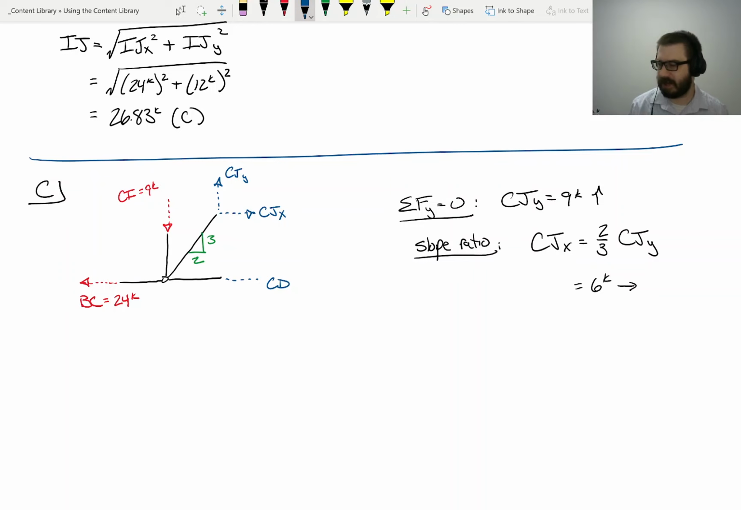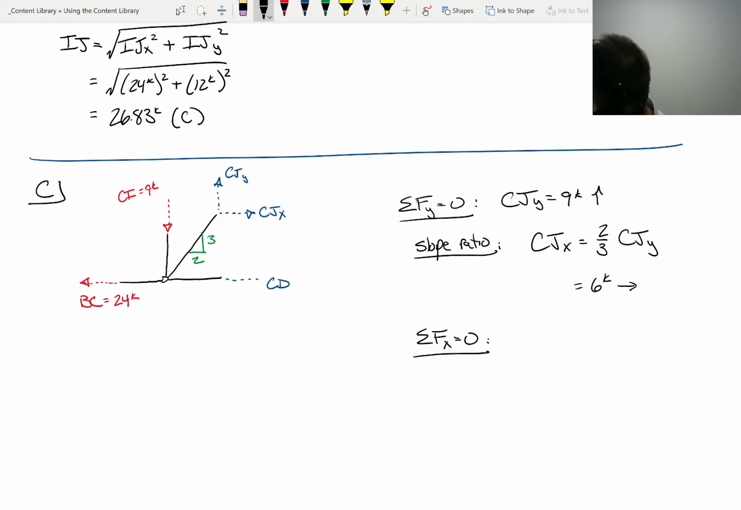Sum of the forces in the x direction tells me that I've got 24 kips acting to the left and 6 kips acting to the right. So CD needs to be 18 kips to the right in order to balance everything out.